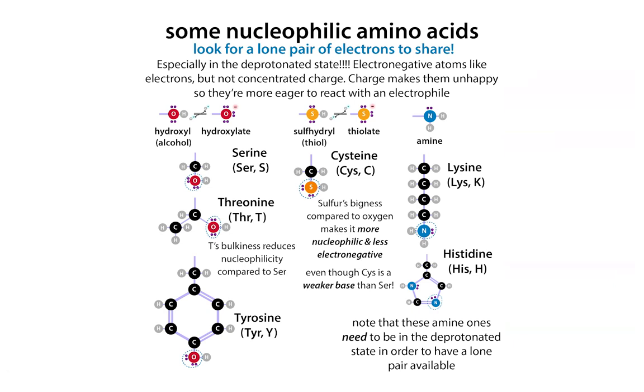You should also know which amino acids are nucleophilic. So remember, those are going to be your serine, your threonine, your tyrosine, your cysteine, and your lysine and your histidine. But know that those have to be deprotonated in order for them to have a lone pair available. And that the ones with the hydroxyl and the sulfhydryl groups are going to be much stronger nucleophiles once they've actually deprotonated. And that cysteine is more likely to do this.